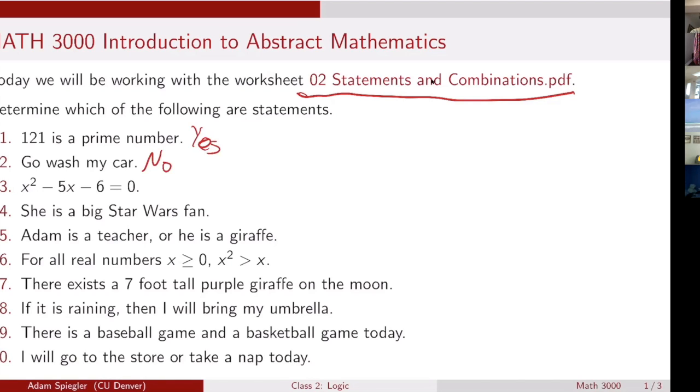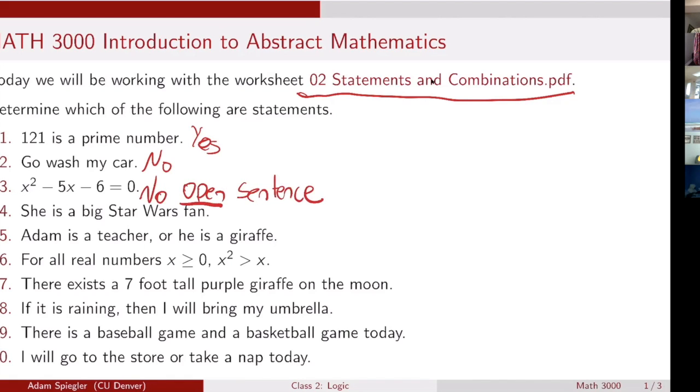So this is what we would call an open sentence, because its truth depends on the value of x. If x is equal to 0, for example, that is false. If x is equal to -1, then that suddenly is true. So something like this is not a statement. We would call this an open sentence.